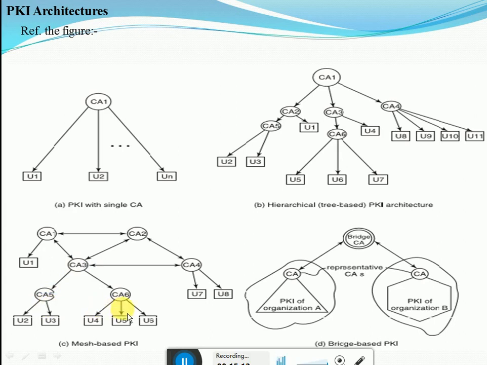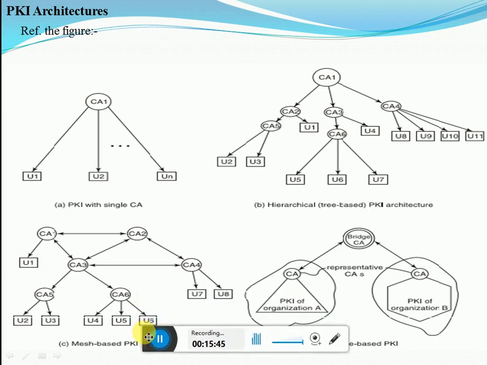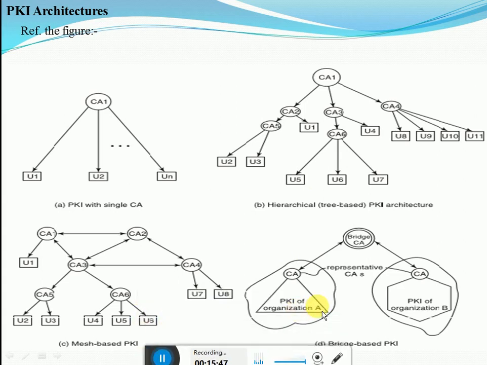The last one is the bridge based approach. In the bridge based approach, we are trying to combine the things from these approaches. So hierarchical and single CA approaches are going to be added over here. In the bridged approach, there will be a bridge CA who is supporting many of such architectures. Basically, this type of architecture helps organizations which have their own PKIs.